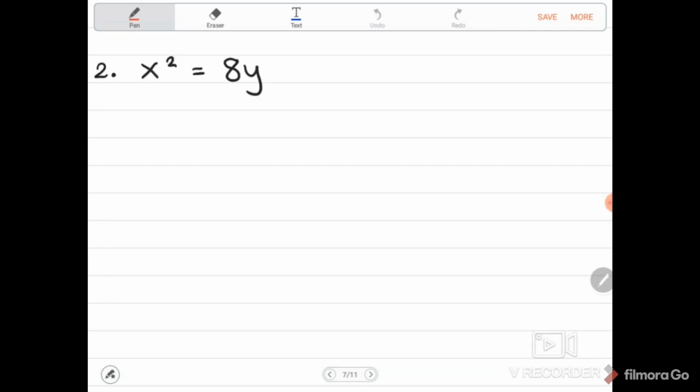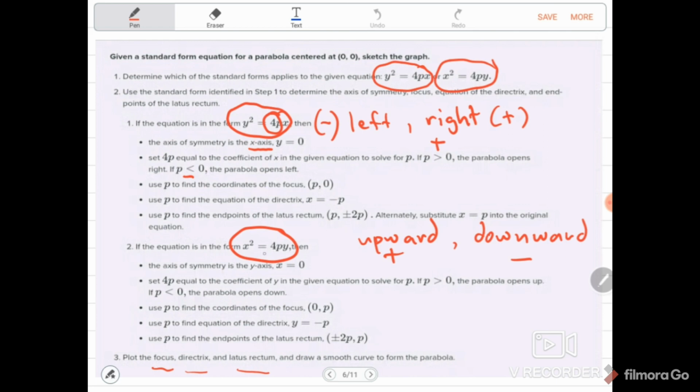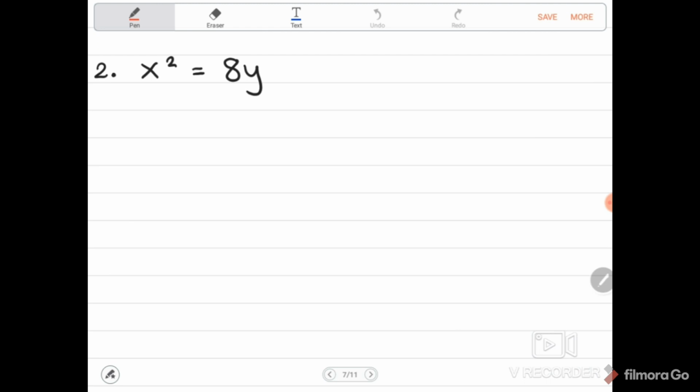Next, number 2. X squared is equal to 8y. So, ano ba ang una nating gagawin? Kailangan alam natin kung nasa ng opening niya, no? So, paano nga ulit malalaman? Tignan natin kung alin yung naka-squared. Is it x or y? So, x ang naka-squared natin. Balik tayo. So, kapag x ang naka-squared, dalawang option lang natin. No? It's either upward or downward. Okay? Kasi nga, x yung naka-squared.